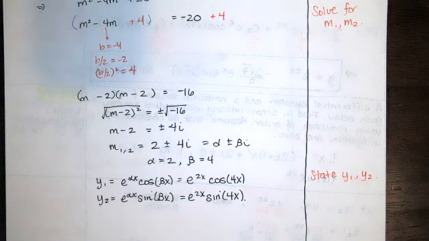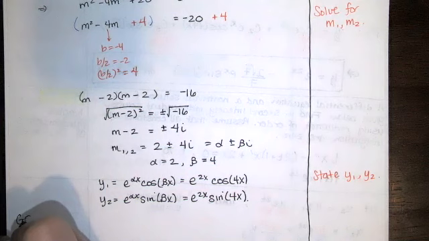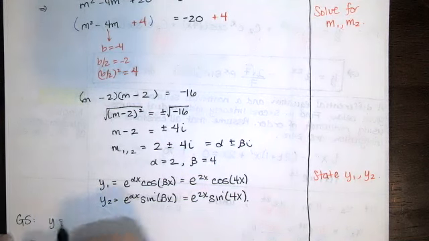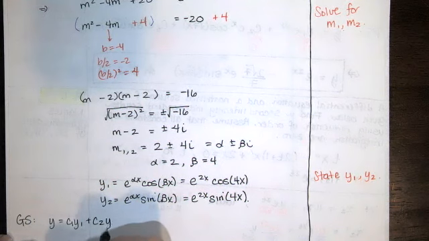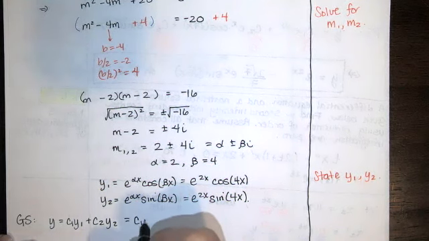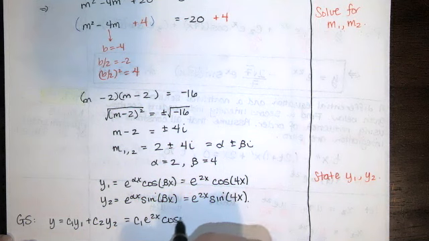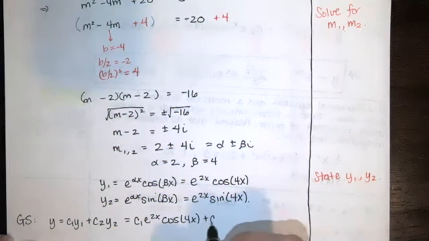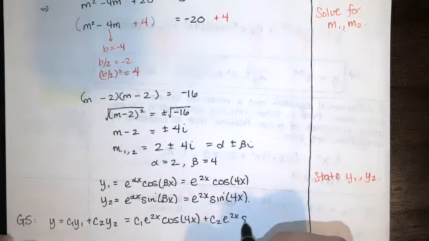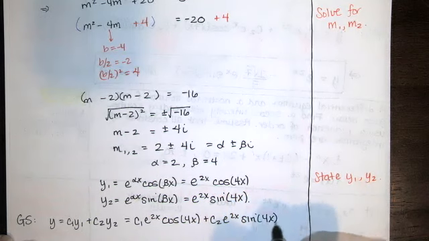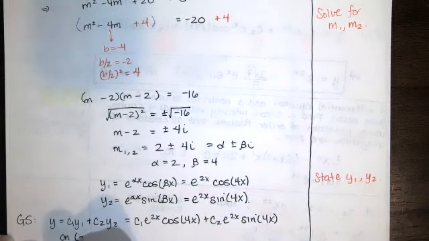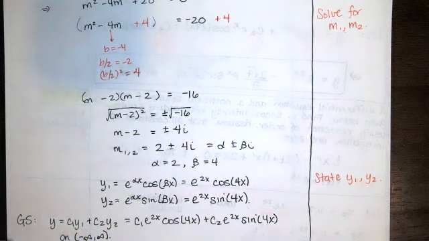Okay, so that's enough to get us the general solution. The general solution of the differential equation is y equals, since it was second order, c1y1 plus c2y2, or c1 times this exponential times cosine, plus c2 times this exponential times sine. And that will work for all real numbers.